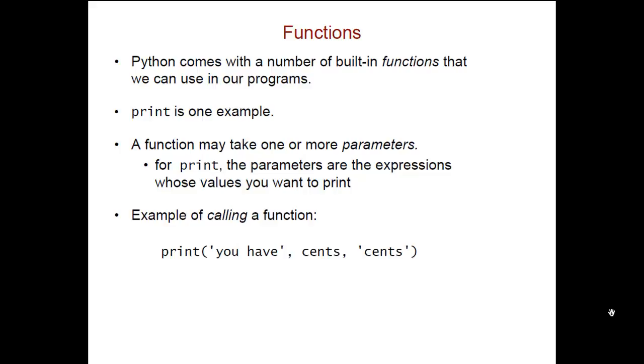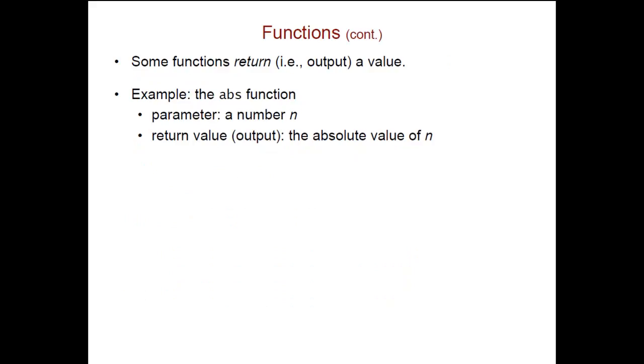And when we call a function, we begin with the function name. So in this case, it's the print function. And then in parentheses, we put our parameter values separated by commas. In addition to taking one or more parameters in, most functions also return or output a value. So for example, there's a built-in function called abs. It takes in a number as its only parameter, and it returns the absolute value of that number.